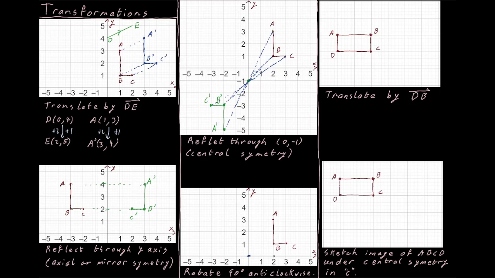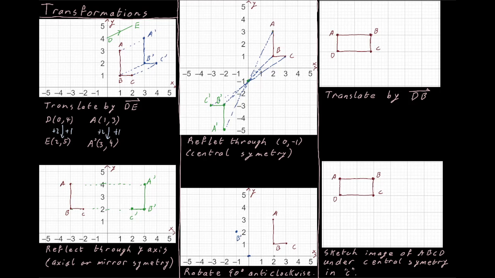So we have to go across 2 and up 1 to get to B. If we rotate that by 90 degrees, we'd have to go up 2 and across 1 there, so we'd end up at (-1, 2). That would end up being the image of B.